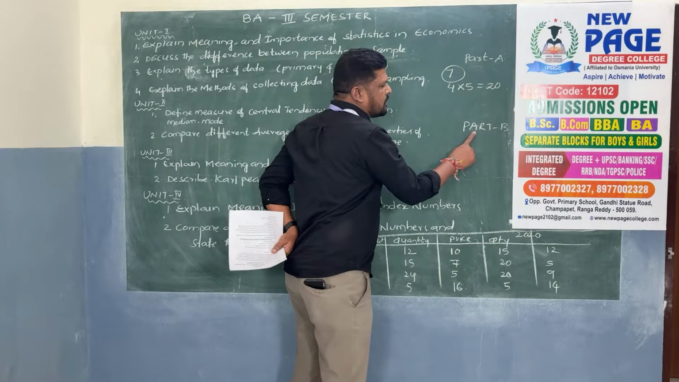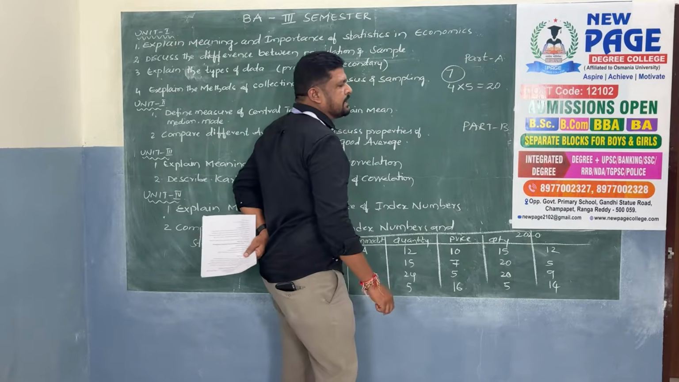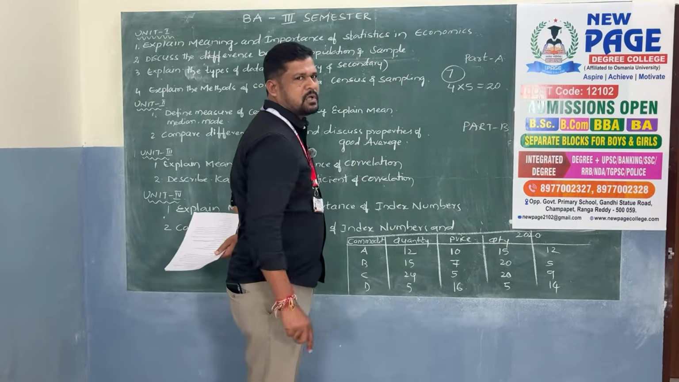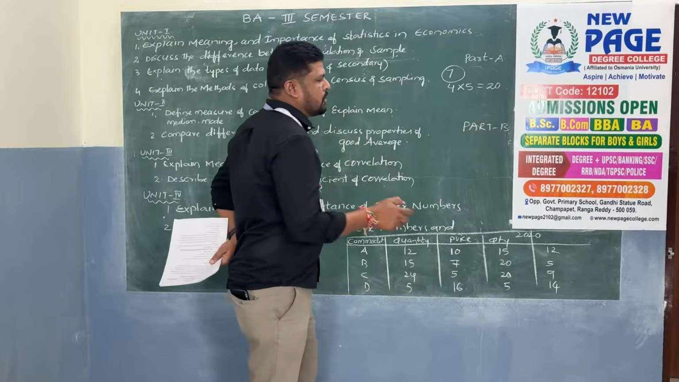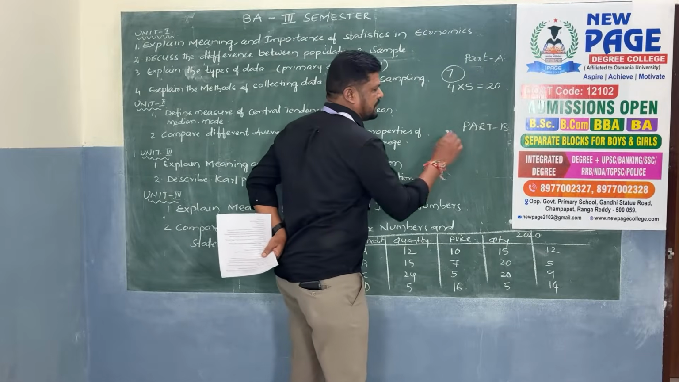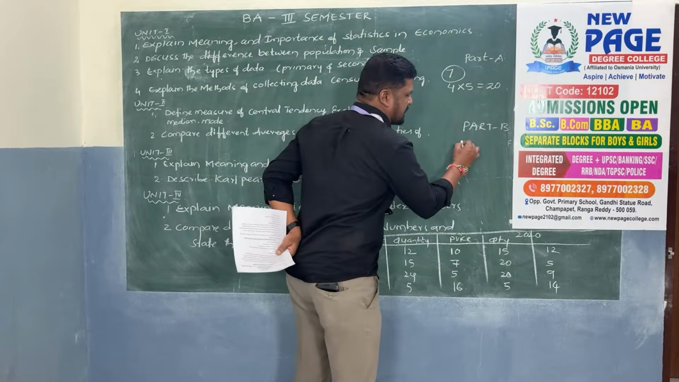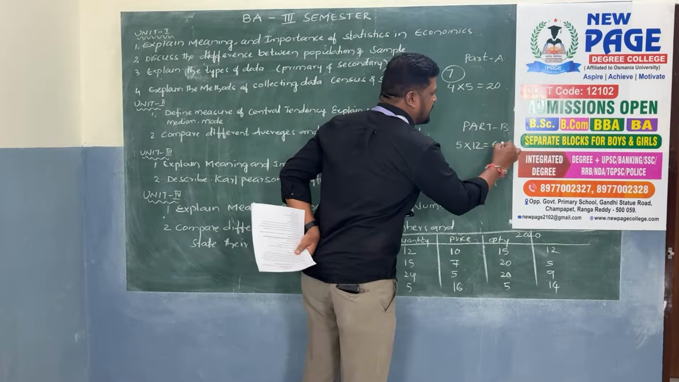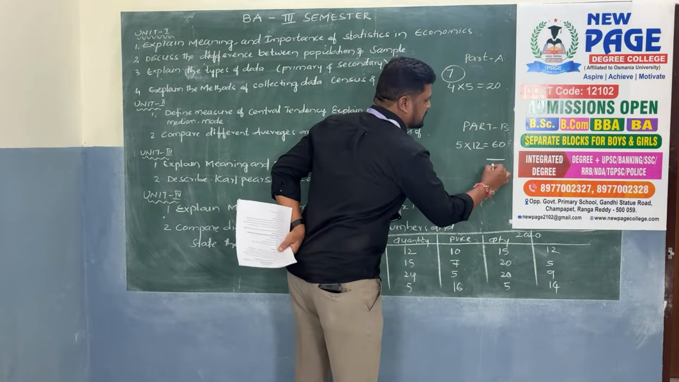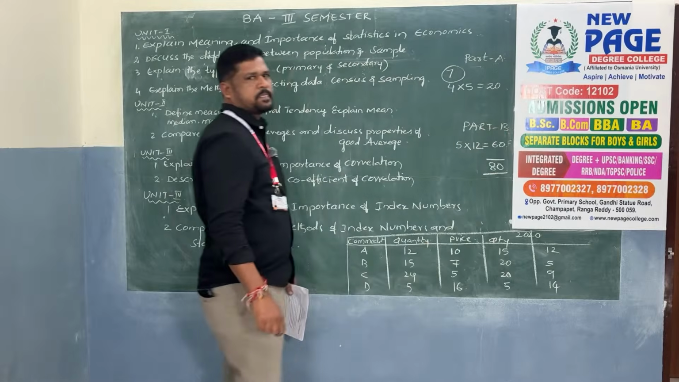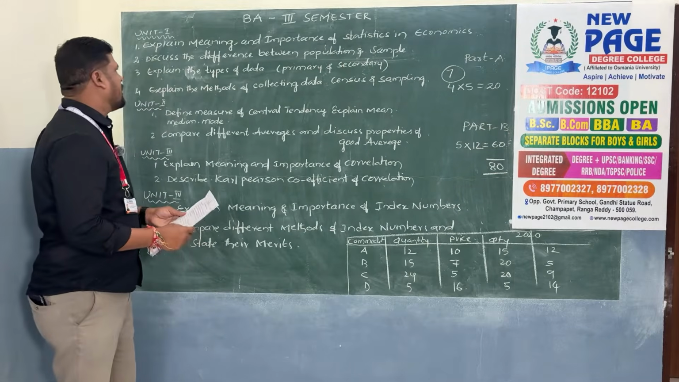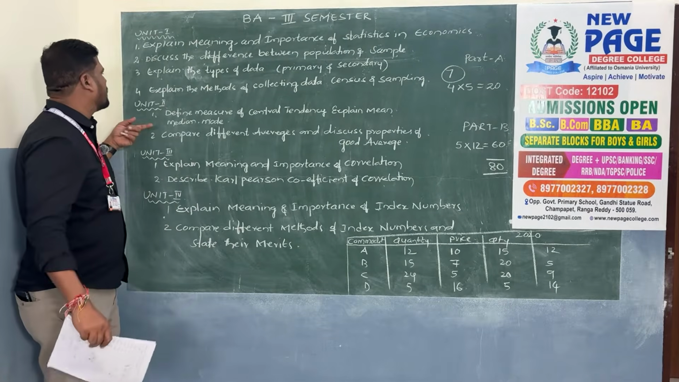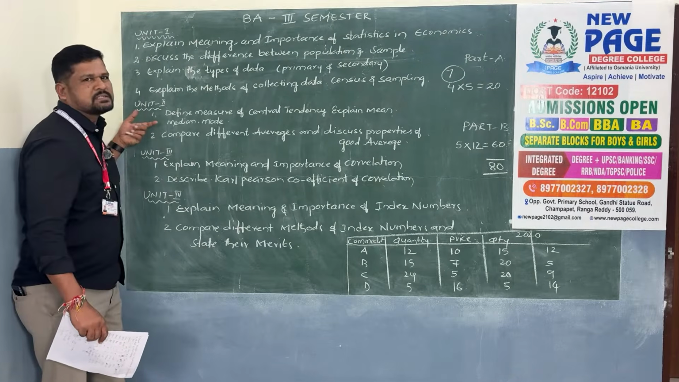Part B contains 5 questions. Alternative questions will be there. So each unit is given 2 questions, and you must attempt 1 question from each unit. Each question carries 12 marks. 5 questions into 12 marks is equal to 60 marks. Total marks 80 marks. So, let's go to the most important questions.